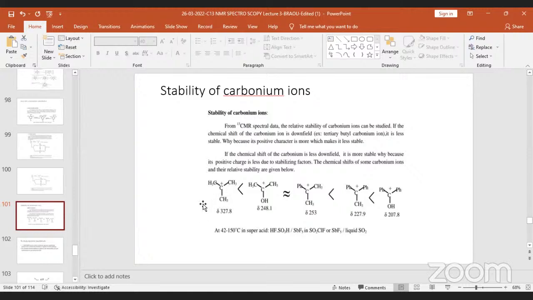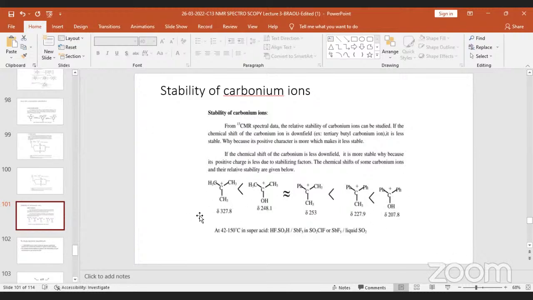327.8 is a chemical shift, therefore more reactive, isn't it? Electron deficiency is more, carbocation character is more, therefore it is less stable. Whereas here the carbocation character is less because of the stabilization. So this is most stable. Among all these, which is more stable? This one is more stable. Which is least stable? This one is least stable.